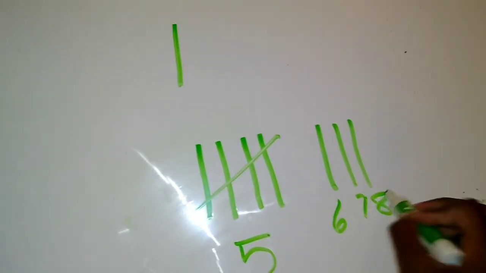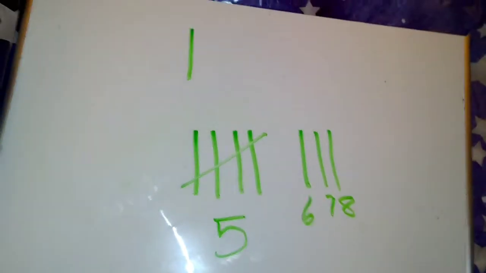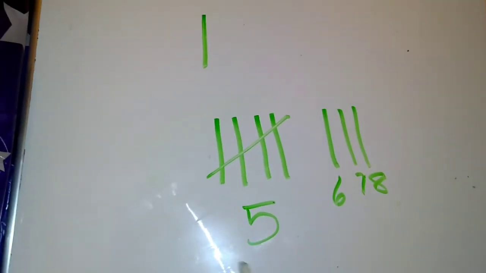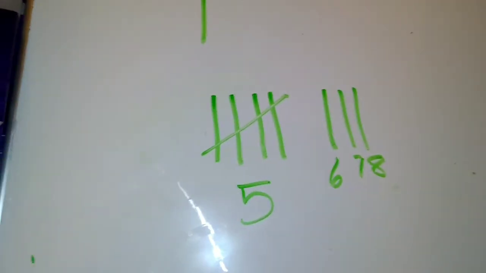You count up. You do not start over here, okay? So remember that. 5, 6, 7, 8. You keep counting up. Okay? Don't forget that. Keep counting up. You do not start over when you're trying to count your tally marks. That's just a good tip there.